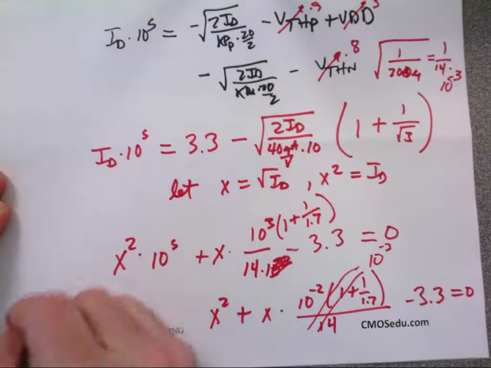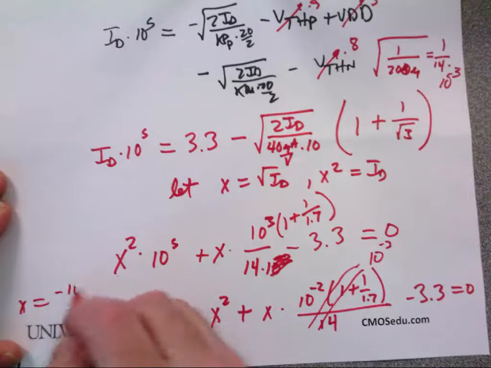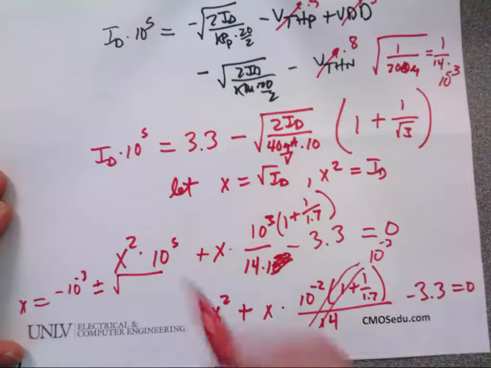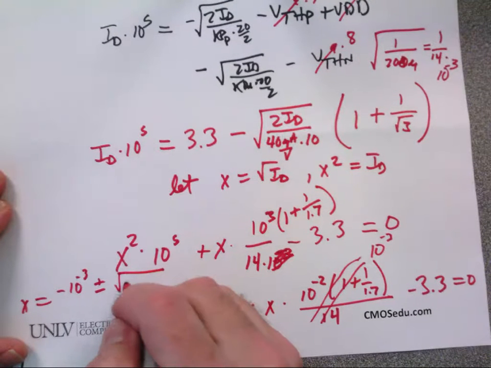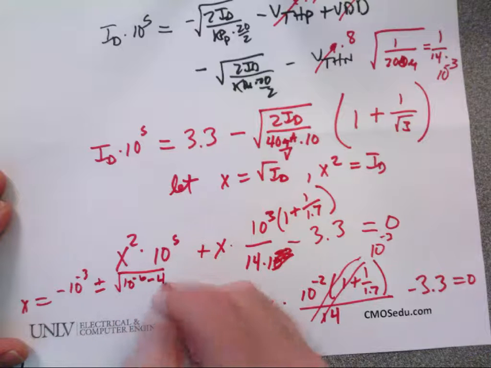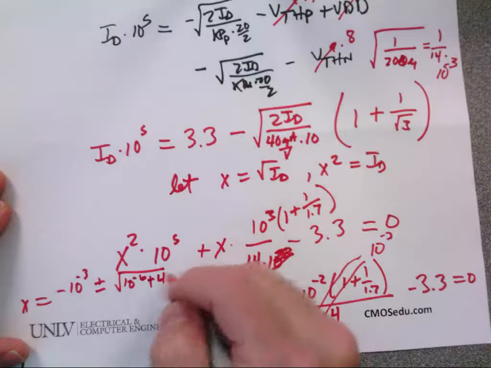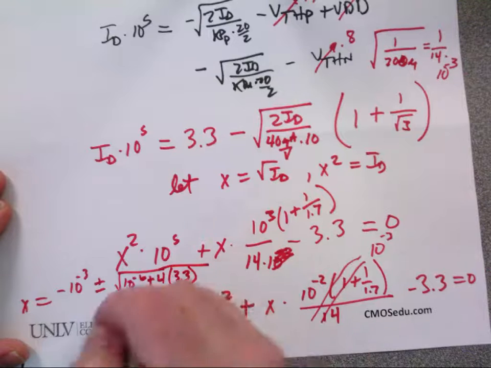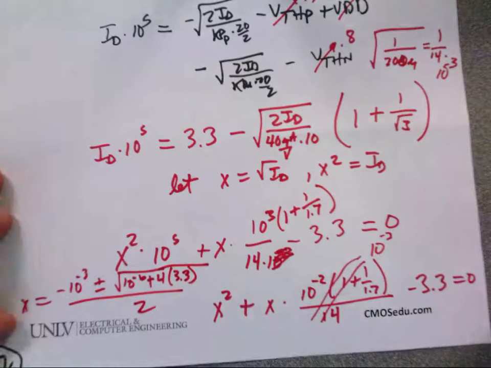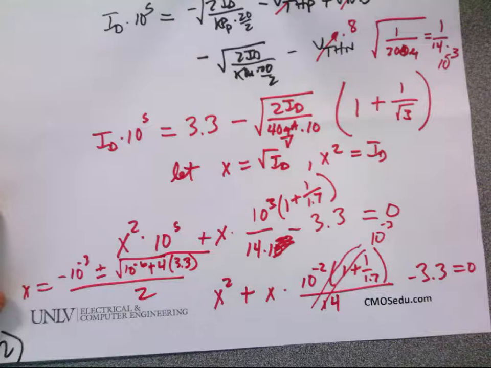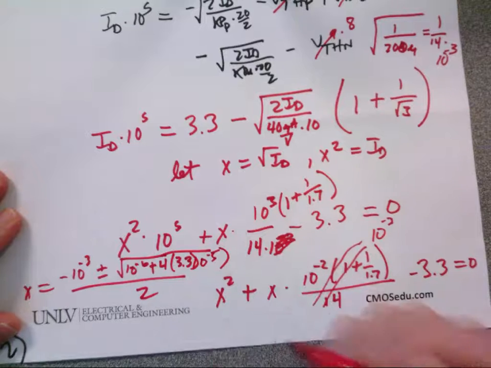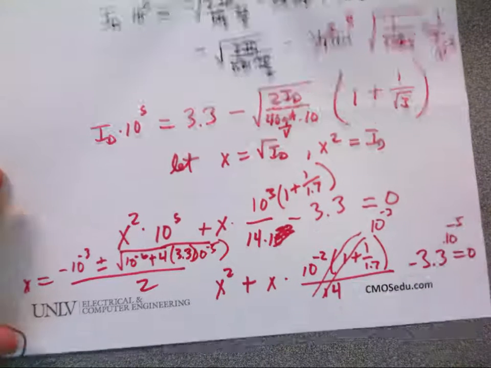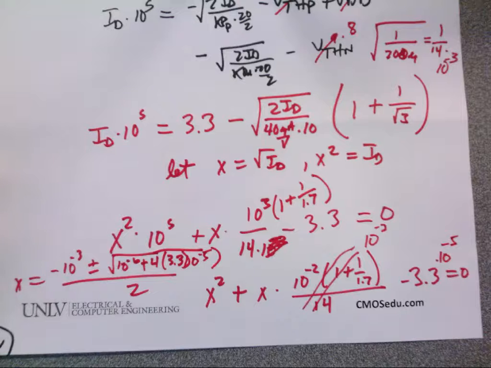And then I write x equals the opposite of b, minus 10 to the minus 3, plus or minus the square root. If someone wants to calculate that exactly, we can see how off I am. B squared, 10 to the minus 6, minus 4ac, which is minus times 3.3, over 2. So you have that x squared times 10 to the 5th. If you multiply by 10 to the negative 5th, that's 10 to the minus 5th. Keep me honest. Good enough?